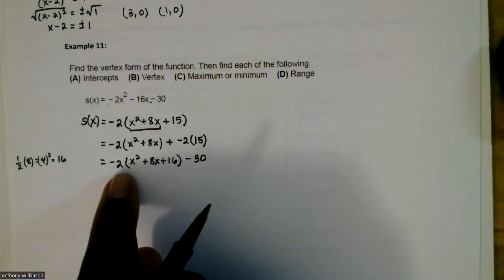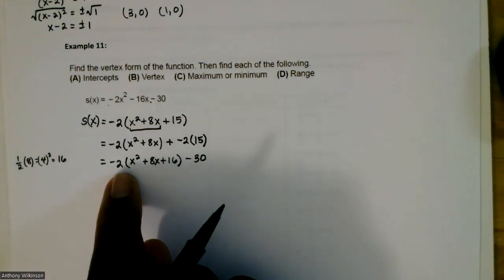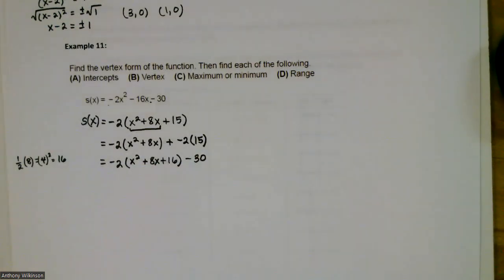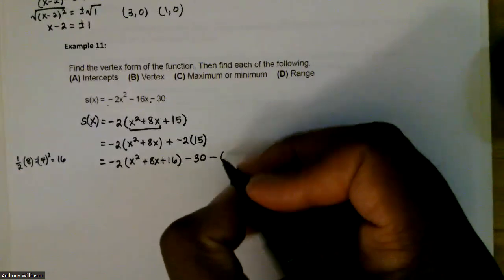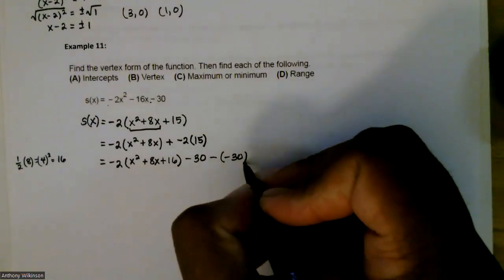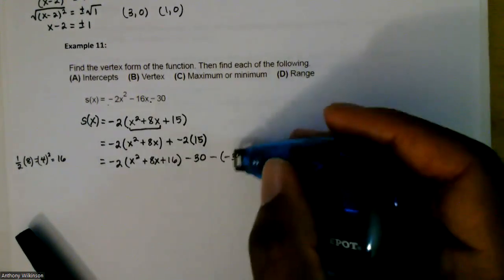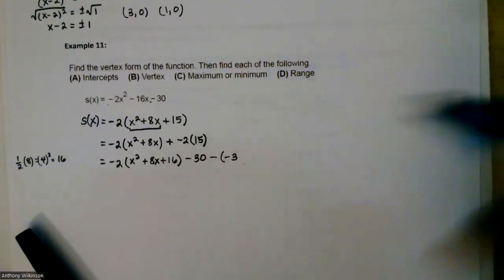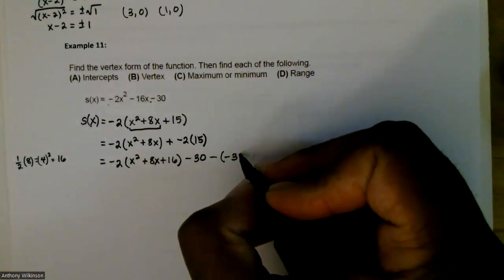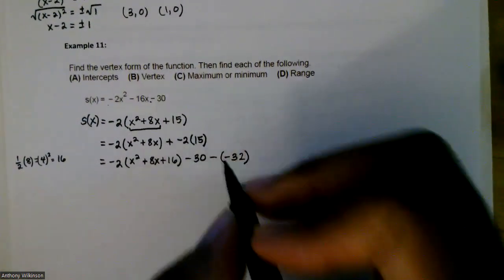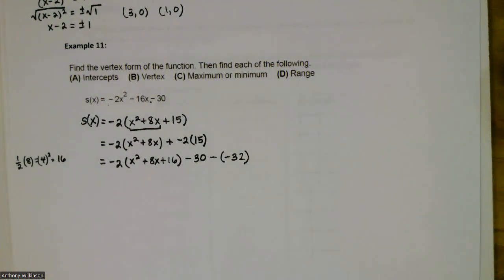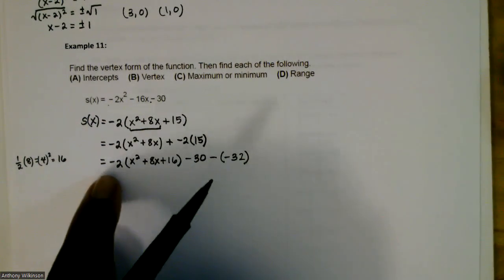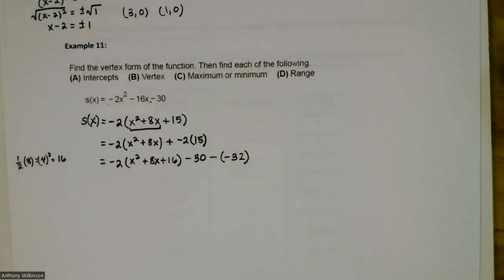But when I add 16, I also need to subtract 16. But notice I got the -2 in front. So I just can't add 16. I have to subtract -2 times 16, which is -32. I got to subtract -2 times that 16, which is, of course, -32. And the reason for that is that that -2 is in front of the parentheses.